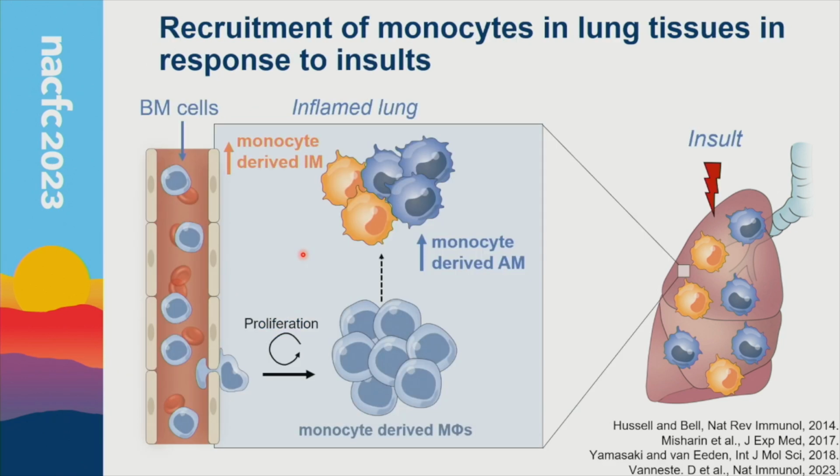During infection, inflammation, or such insults, these alveolar macrophages are partially depleted, and to compensate, monocytes are recruited into the lung and differentiate into monocyte-derived macrophages. Over a period of time, they achieve the phenotype of tissue-resident macrophages, as monocyte-derived alveolar macrophages and monocyte-derived interstitial macrophages. In this talk, I will be focusing on alveolar macrophages.